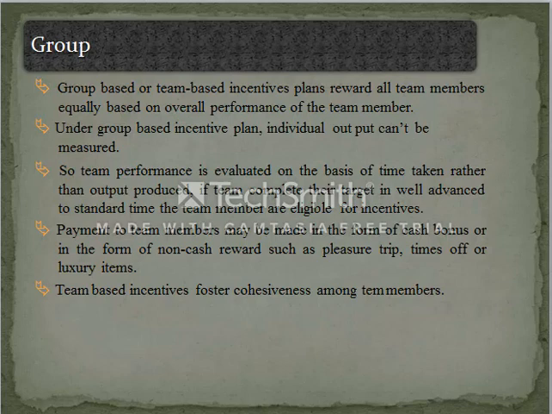The payment to team members may be made in the form of cash bonus or in the form of non-cash rewards such as a pleasure trip, time off, or luxury items. Team-based incentives foster cohesiveness among team members. So this was about performance incentives.